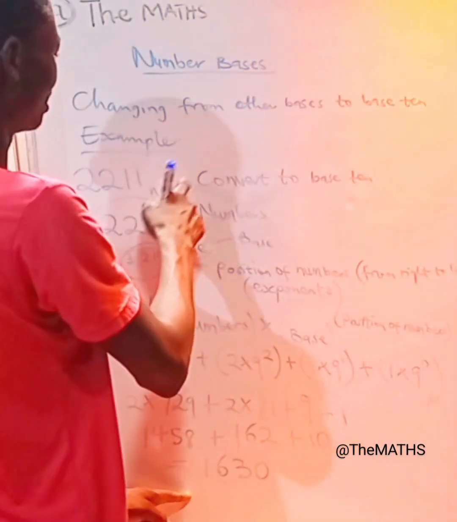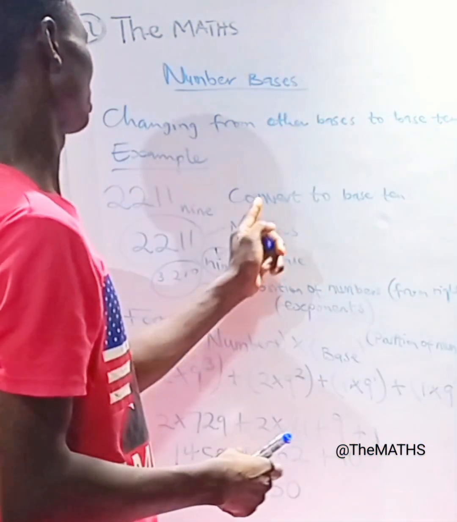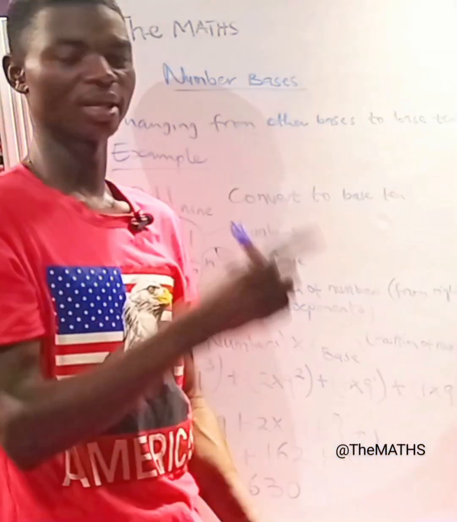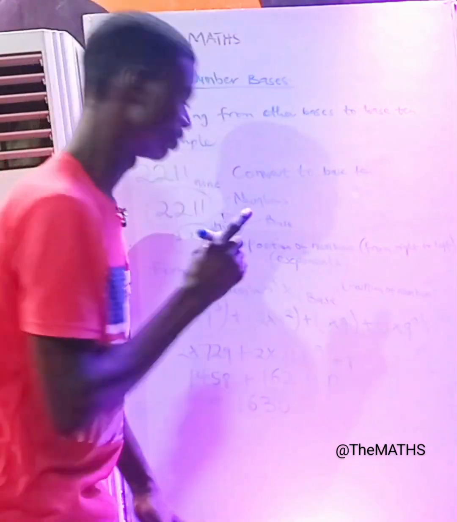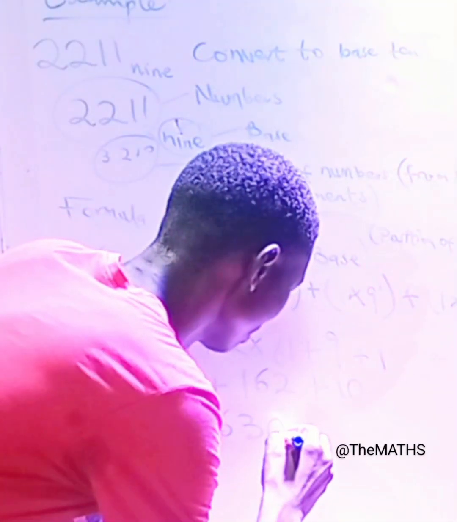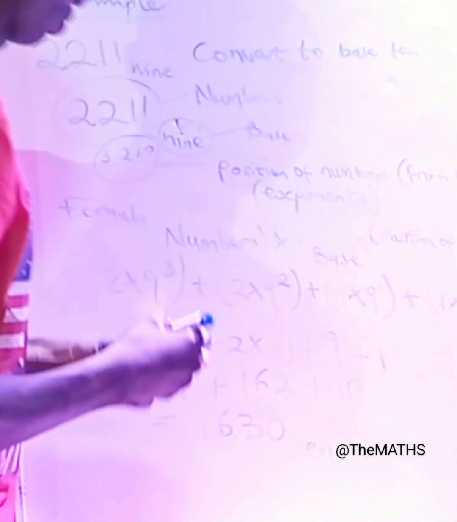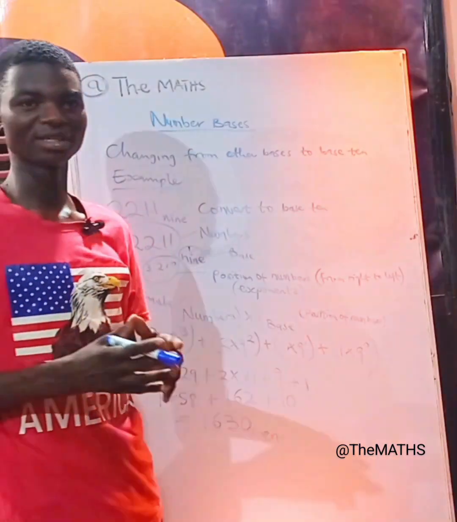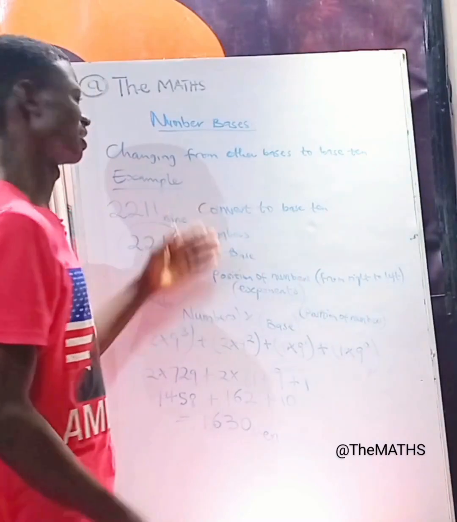Remember that we are changing from other bases to base 10. So when you say that the initial base was 9 and we are changing it to 10, then our final answer will be in base 10. So you write your 10 here, 10. So this will be our final answer. And remember, this is the math, and you need to follow for more insights in mathematics.